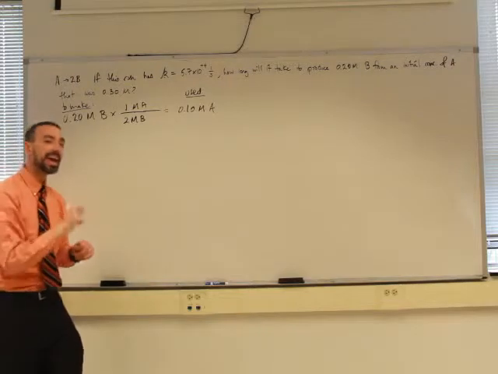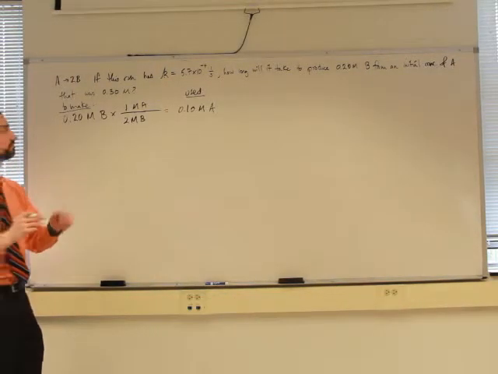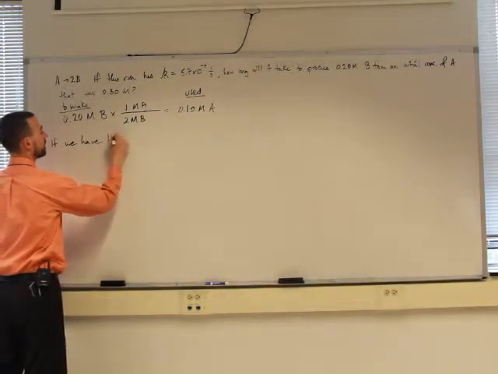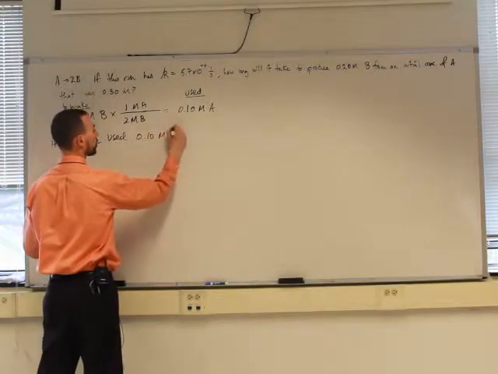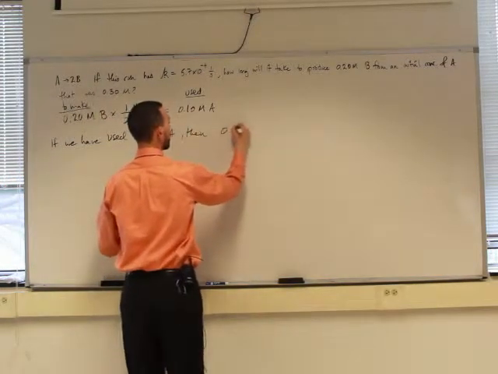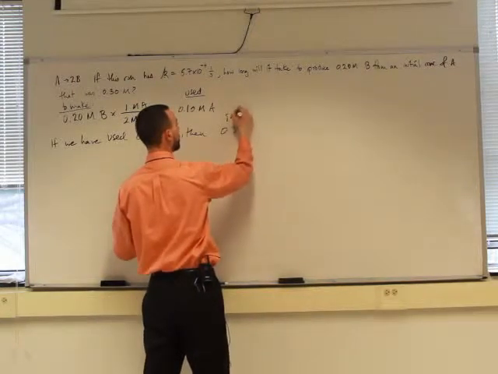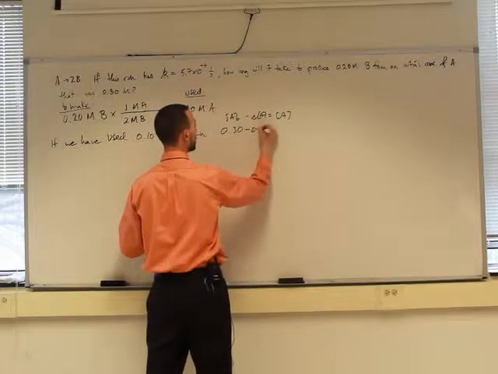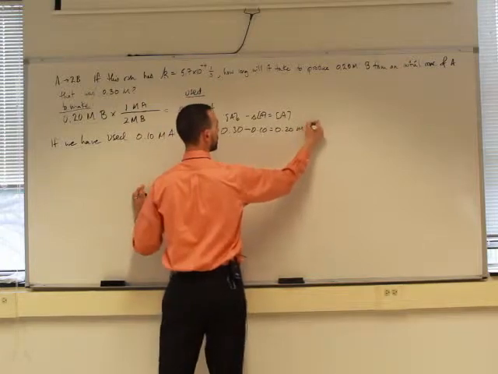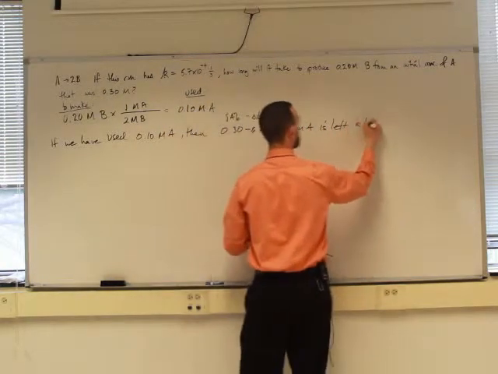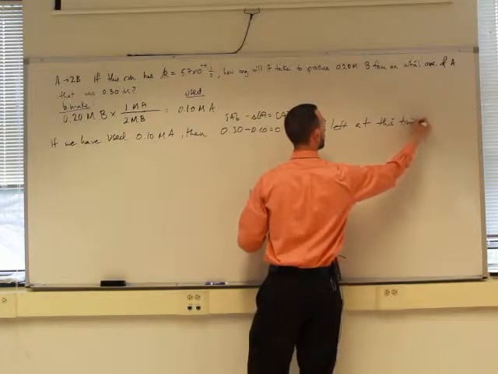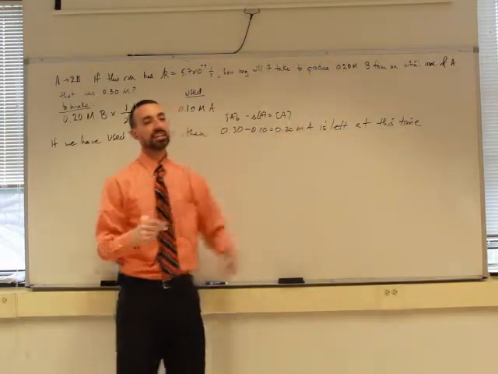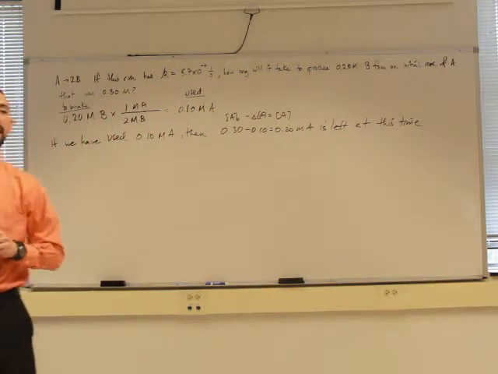But that's not A at this time that we're interested in. Although, actually, no, it's not, okay? So if we have used 0.10 molar A, then our initial amount, 0.3, minus the amount we've used, is going to be the amount that's left. So if we've used 0.1 molar A, then 0.2 molar A is left at this time. Now we're ready to solve.